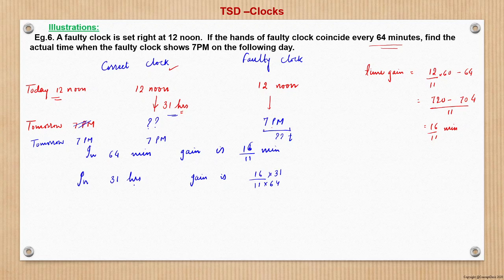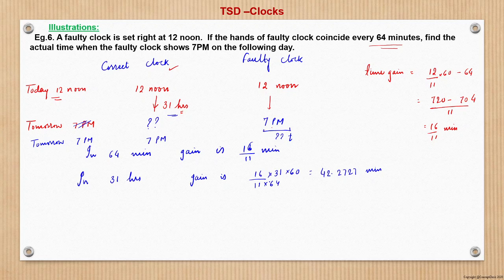However, this is in hours, so we need to convert this to minutes. So what is the value of this? Let us calculate. So this becomes 16 into 31 into 60 divided by 64 divided by 11. So this gives a value of 42.2727 minutes, right?